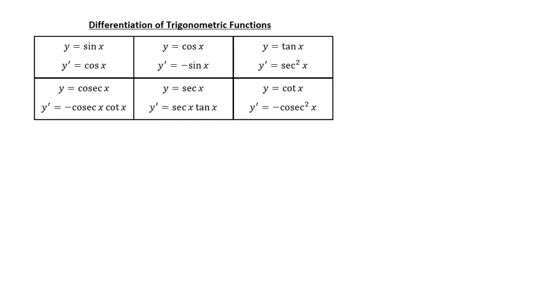If you differentiate cosec x, you get minus cosec x cot x. And if we differentiate sec x, it becomes sec x tan x. And then finally, if you differentiate cot x, you get minus cosec squared x. Now, all 3 of those are in the formula booklet, so you don't have to memorize them.